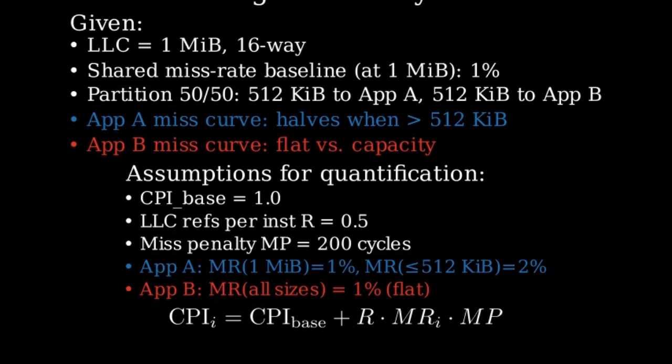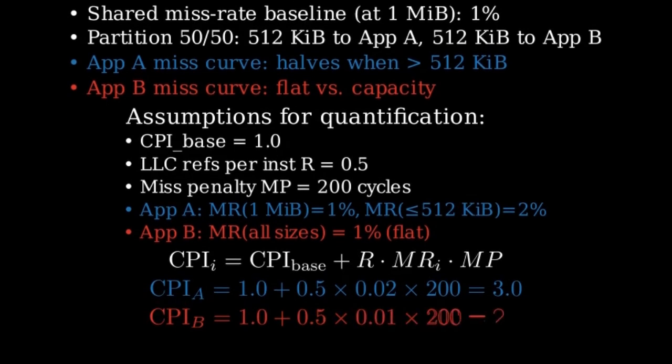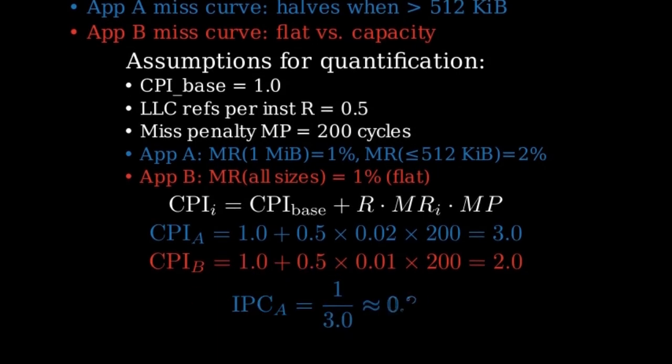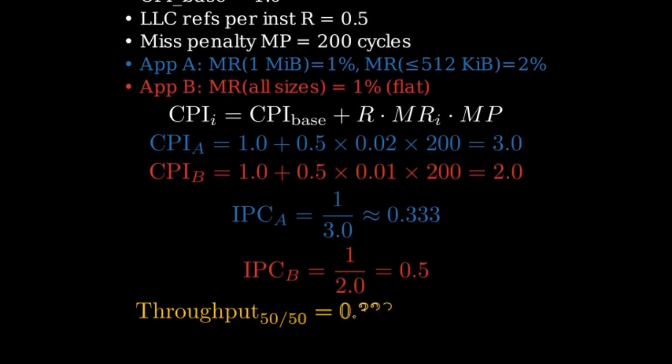Application A at 512 kilobytes has miss rate 2%. Application B at 512 kilobytes has miss rate 1%. So CPI A equals 1 plus 0.5 times 0.02 times 200, which is 3.0. And CPI B equals 1 plus 0.5 times 0.01 times 200, which is 2.0. Instruction throughput per core is the reciprocal of CPI, so IPC A is 0.33. IPC B is 0.5. Total throughput equals 0.833 in normalized units.